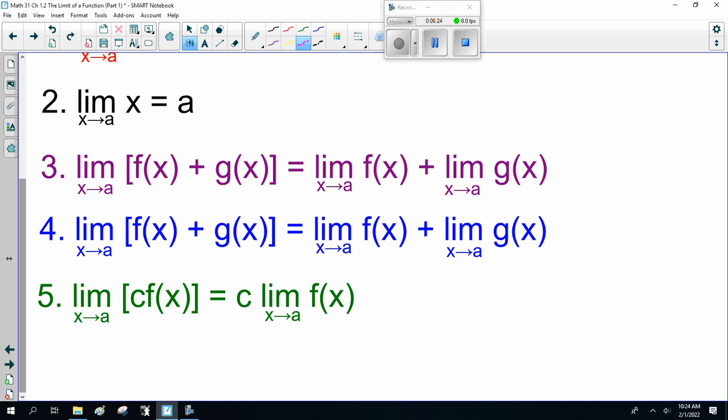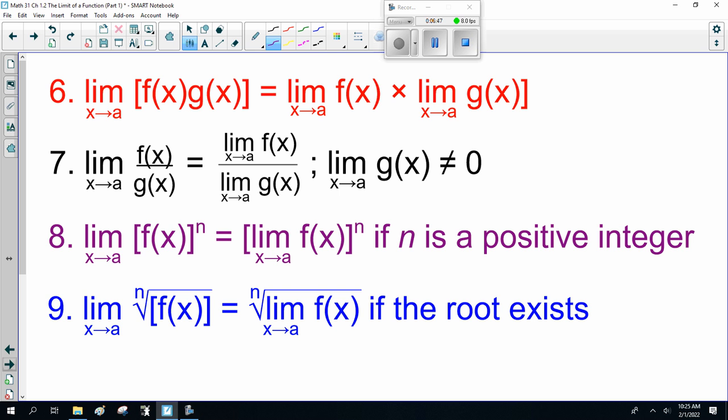I apologize, there's a typo here. This is supposed to be minus. The limit as x approaches a of f of x minus g of x is the limit as x approaches a of f of x minus the limit as x approaches a of g of x. And number 5, you're multiplying by a constant. You can factor the constant out. Yes, we will do a bunch of examples.